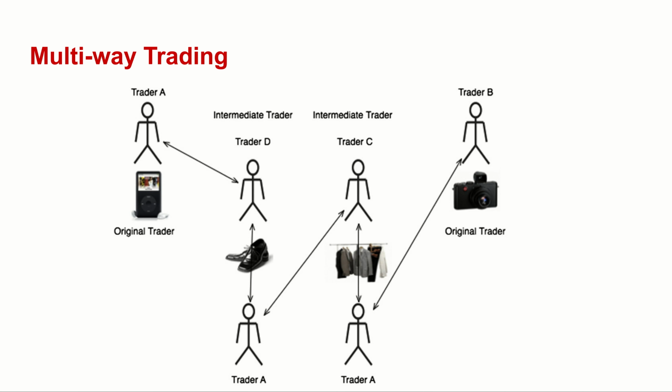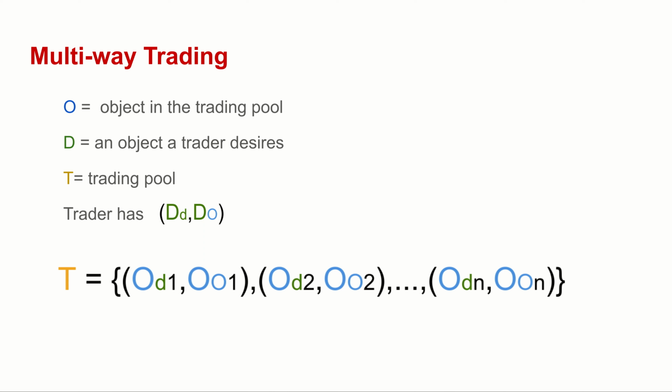This can be made to work simply by having Trader A trade Trader D for its shoes, then Trader A offers the shoes to Trader C for clothing. Trader A then offers the clothing to Trader B for its camera. And Trader A's trade has been consummated and everyone has what they want. This can of course be generalized through the creation of a trading pool.